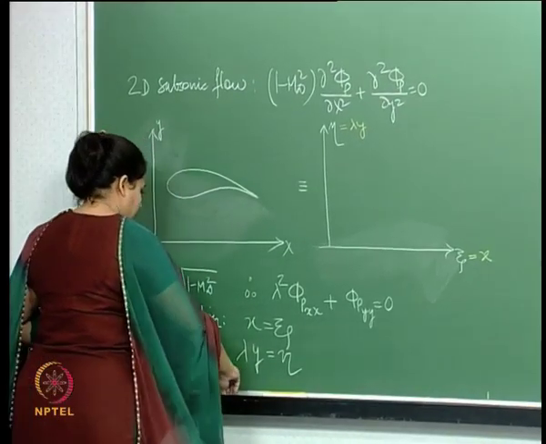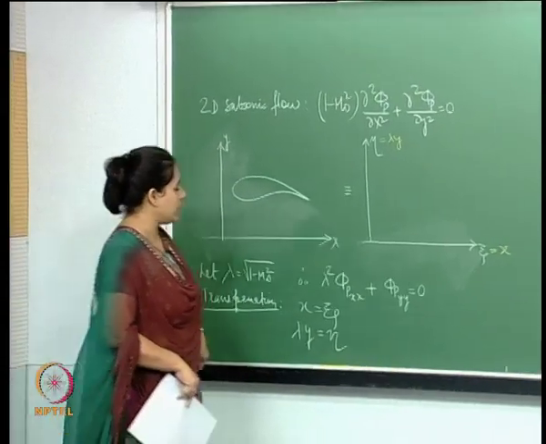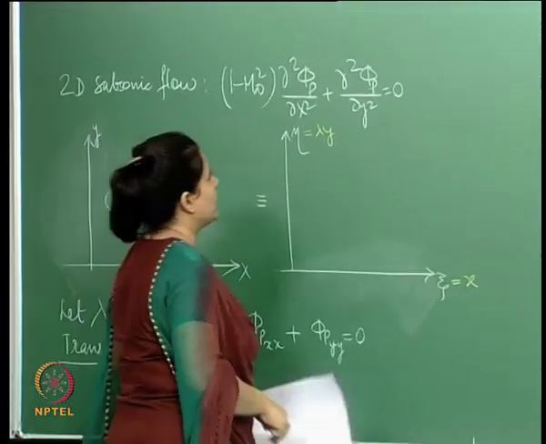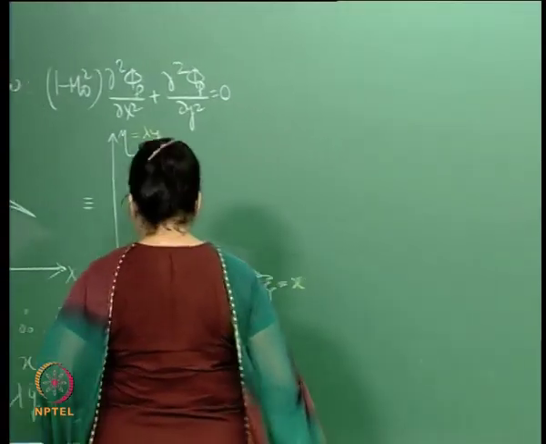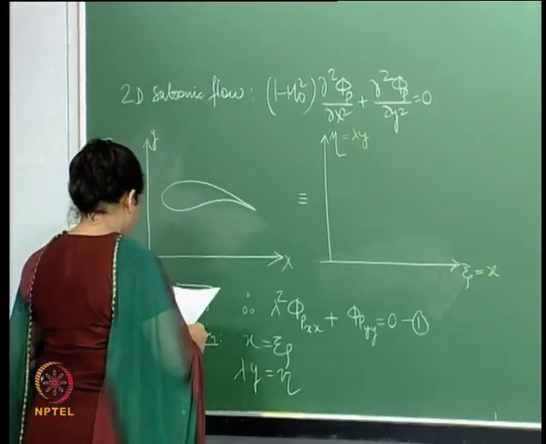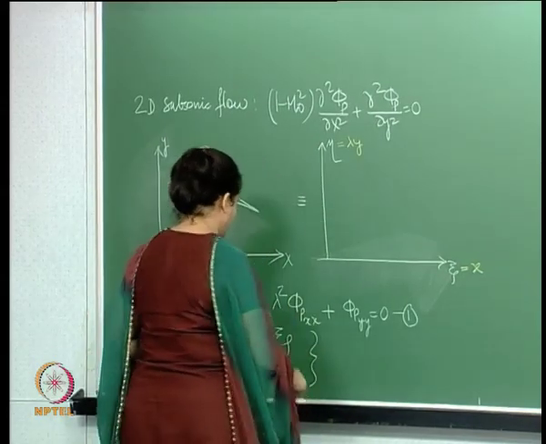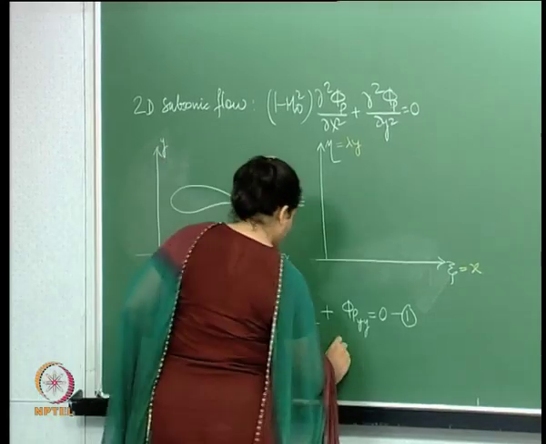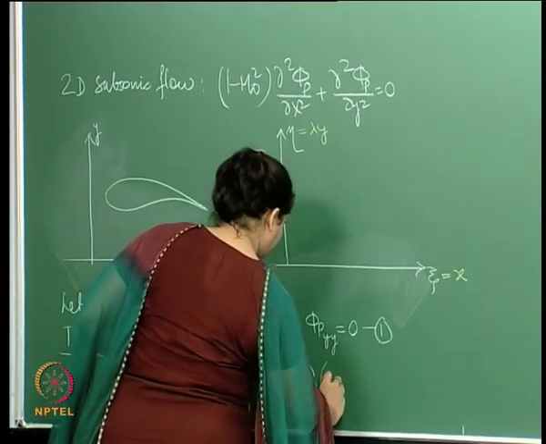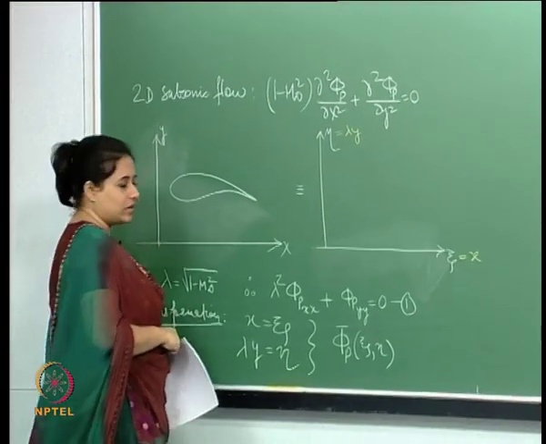Okay. Let us see. Since we have this here, we are writing the governing equation in terms of a perturbation potential. So let us call this equation 1, right. Now using this transformation, I am going to denote this as a bar.